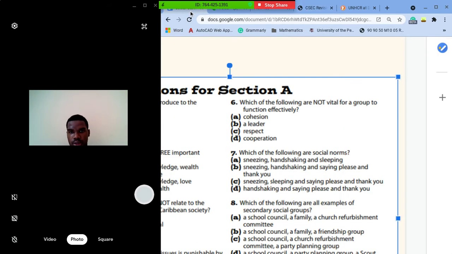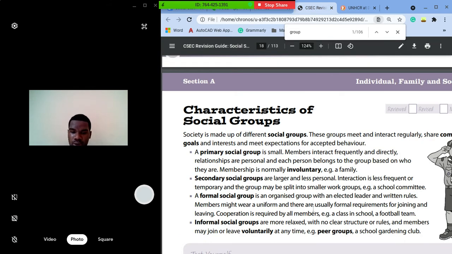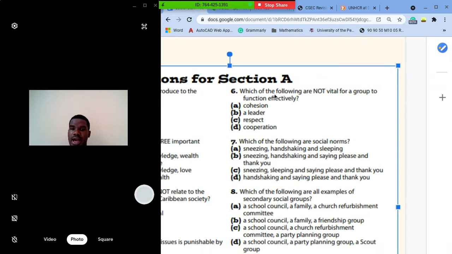Then now, it asks which of the following are not vital. If you can realize, only one or two groups were stated as having a leader. A formal social group is the only one that is required to have an elected leader. So that means a leader is not vital for a group to function effectively. But all of them must have cohesion, which is where each person thinks in the best interest of the next. They must have respect. They must have cooperation.